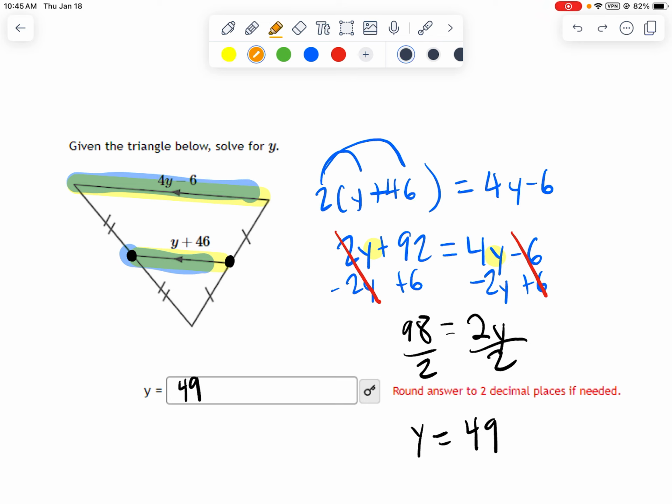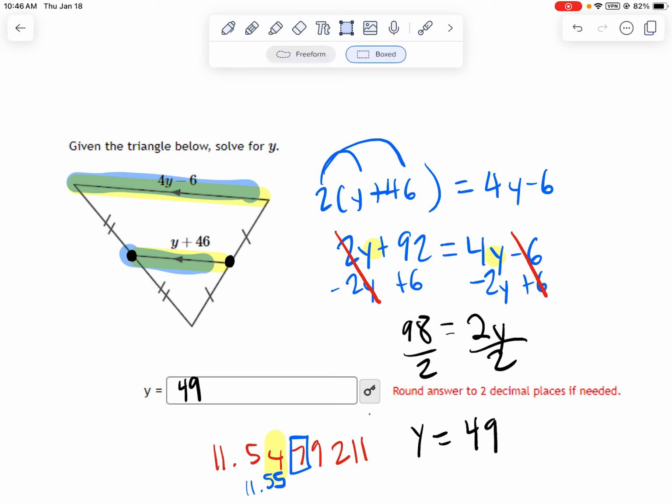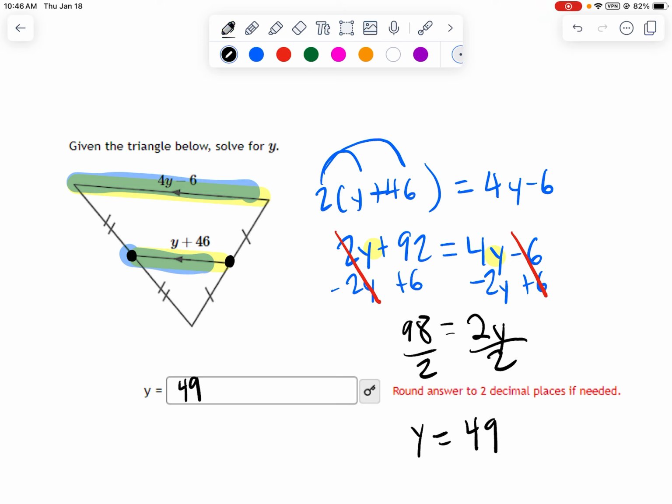Now, let's say we had a decimal and you need to round to the second decimal place, like 11.5479. If we want to round at the second decimal place, that means this is the number we round to. So you look at the third number, which is a 7, and ask whether 7 rounds up or down. It rounds up, so your decimal would be 11.55. That was just a random example I pulled. But if you need to round, keep in mind you're looking at the third number to round to the second. But that's it, you're done.